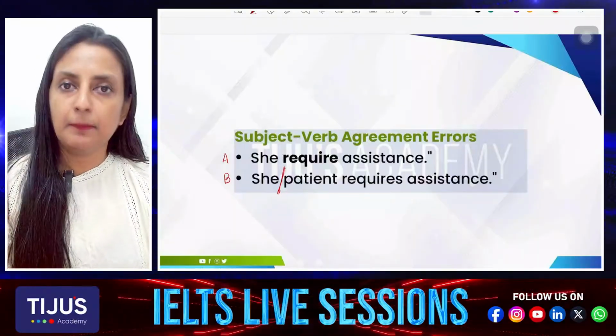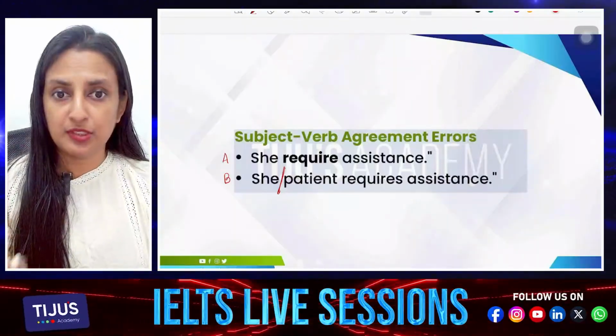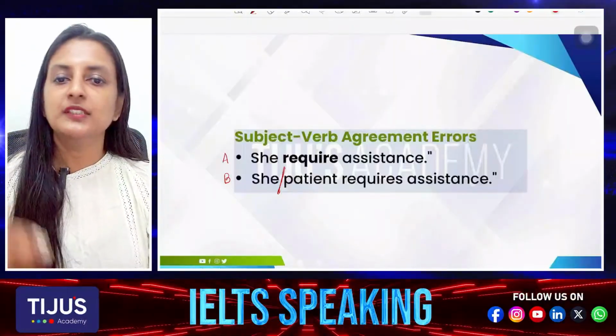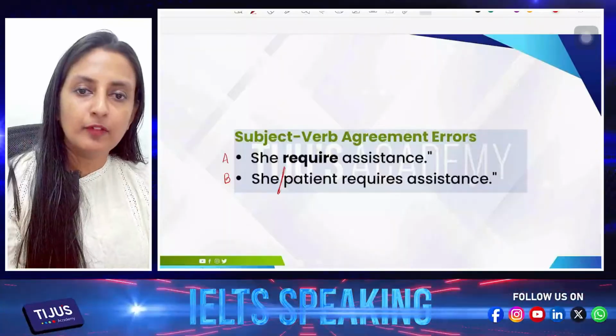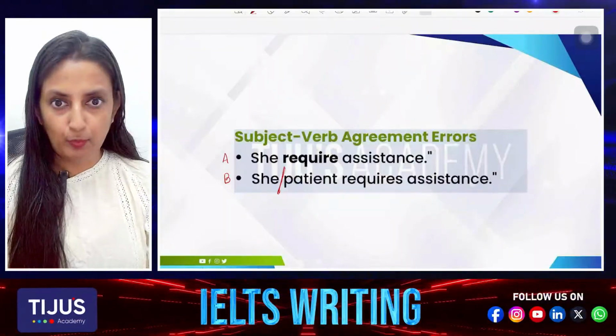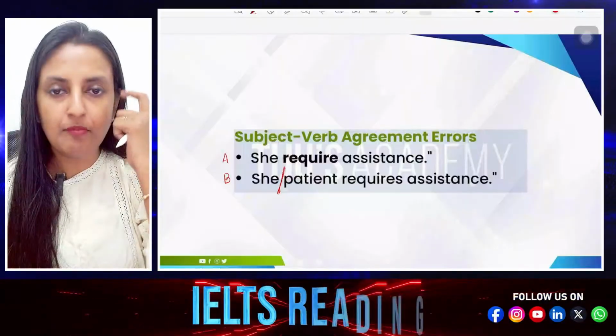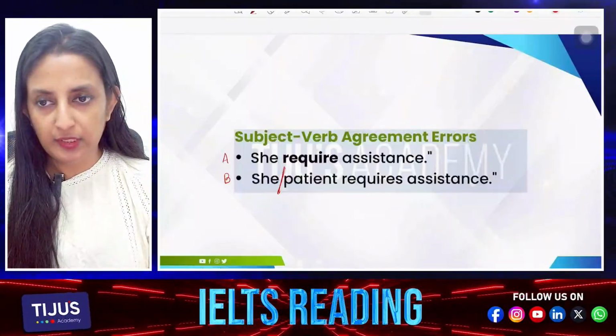And to put it more simply, if you think your subject is singular, then the verb format should also be in singular format. If your subject is plural, the verb also needs to take the plural formation. Okay, this is the rule behind it. All right, so let's see what is the right answer.